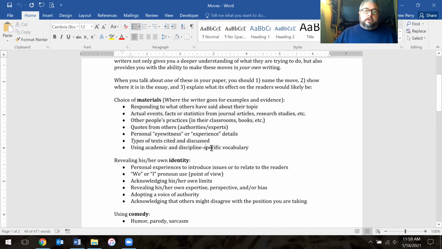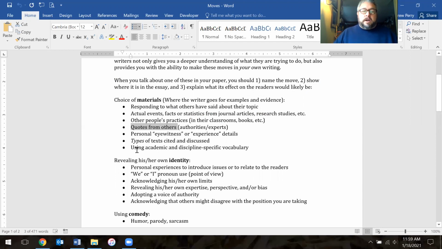A choice of materials move is the kinds of sources that a writer uses to develop whatever it is that they want. In other words, their purpose. Are they responding to what others have said about their topic? That would be a materials move. Do they talk about the way other people do things, for example, in their classrooms or in their books? Do they quote, this is the most basic one of all, do they quote other people? If they do, who did they quote and why did they quote them?